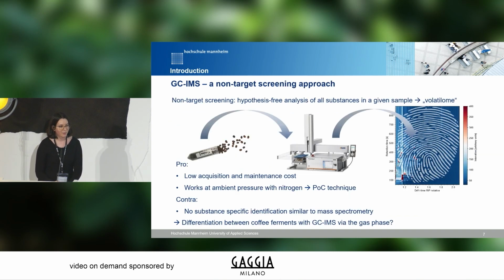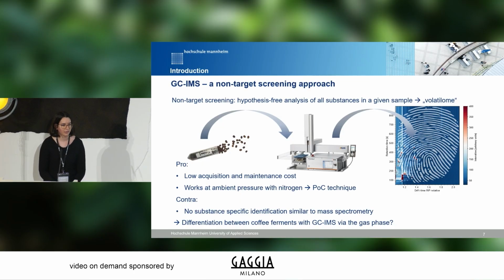Now, I'm trying to explain non-target screening. I know that there are some non-target screening experts in the auditorium, so forgive me if it's not all right. Non-target screening is, by definition, the hypothesis-free analysis of all substances in a given sample. If you know what targeted means, that you have a look at specific substances or compounds in your sample, then this is the exact opposite. As we are looking at the volatiles in our sample, we are looking at the whole fingerprint that those volatiles make up. This is called the volatilome.